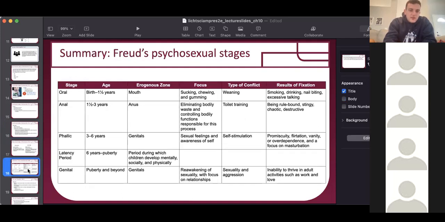But the phallic stage, 3 to 6 years, erogenous zone is the genitals, sexual feelings, awareness of self. Now, again, we're talking about somebody who's between 3 and 6 years old. So if you're like, why is this toddler having sexual feelings? I don't know what to tell you because this is just Freud. Type of conflict, self-stimulation. It's pretty, how would we say that? A delicate way of putting that. And then the results of that fixation, promiscuity.